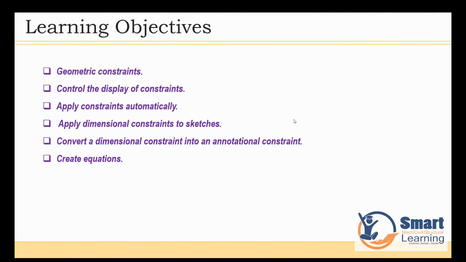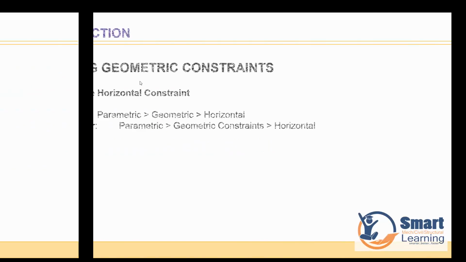Let us start with our learning objectives. We'll look at geometric constraints: what is a geometric constraint and how to apply it. Control the display of constraints. Apply constraints in an automatic way. Apply dimensional constraints as well. Other than the geometric constraint, another important aspect is the dimensional constraint, so how to distinguish between them, how to apply them and when to apply which one. Convert a dimensional constraint into an annotational constraint and create equations. These are our agenda learning objectives.